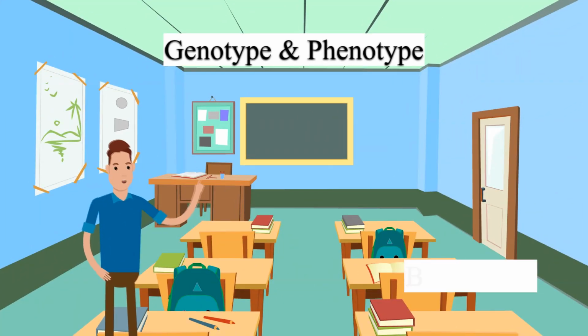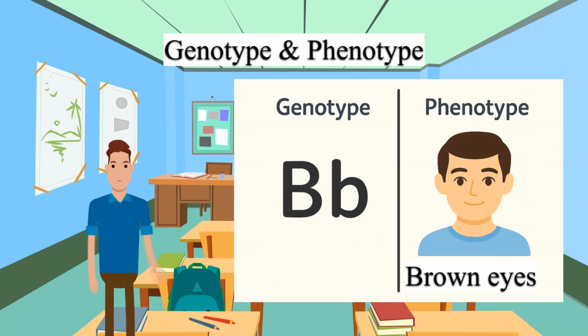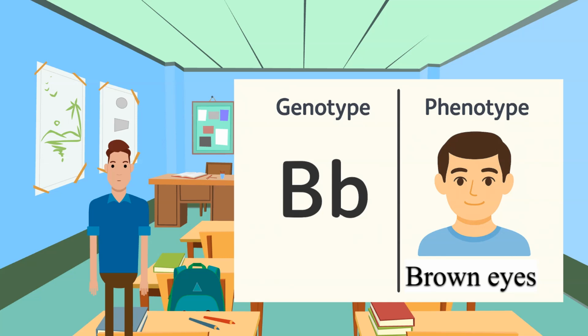Your genotype is the combination of alleles you inherit. Your phenotype is the physical characteristic that is expressed. For example, genotype equals big B, little b. Phenotype equals brown eyes. Genotype refers to the genes. Phenotype refers to the appearance.